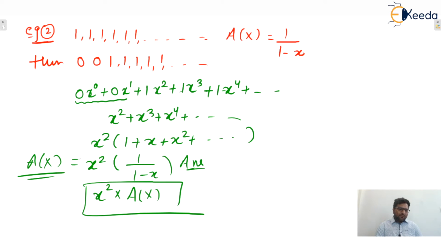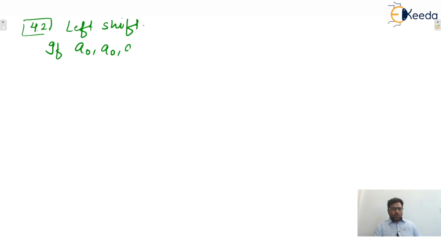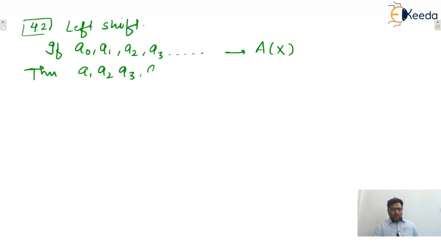Next one we'll see left shift. Write down the next one, that is 4.2, your left shift. Let's say one sequence is given to you: a naught, then a1, then a2, then a3. Let's say this is Ax, and let's say we have a1, a2, a3, a4.